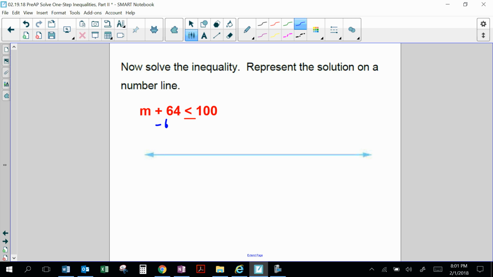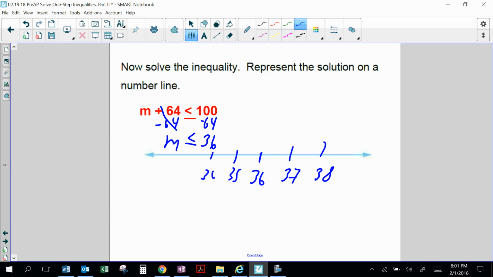If I subtract 64 from both sides, because again, you want to isolate the variable. So what is the inverse of plus 64? Minus 64. This cancels out. M can be less than or equal to 36. So let's graph this. This is 36. What are 2 units to the right of it? 37 and 38. What are 2 units to the left of it? 35 and 34. So it can be 36 because this can be equal to it.